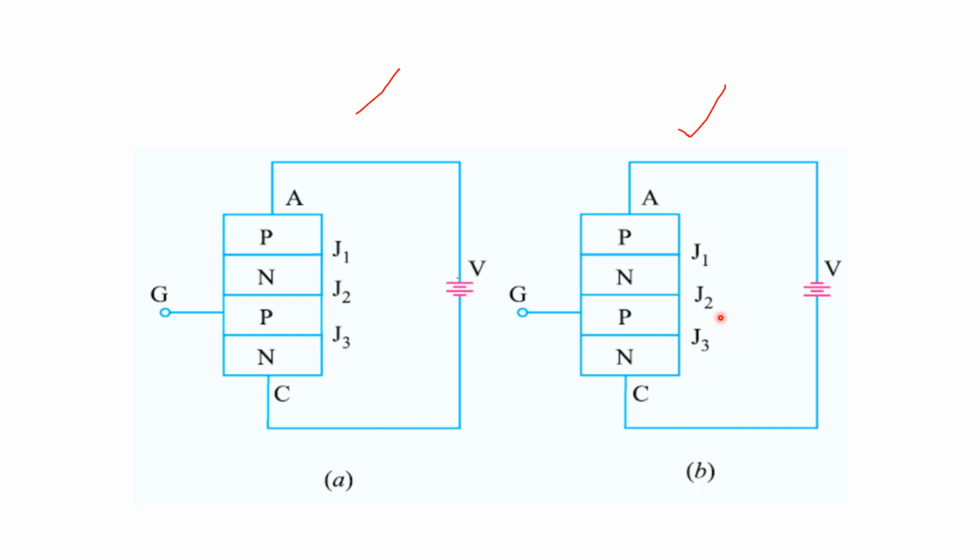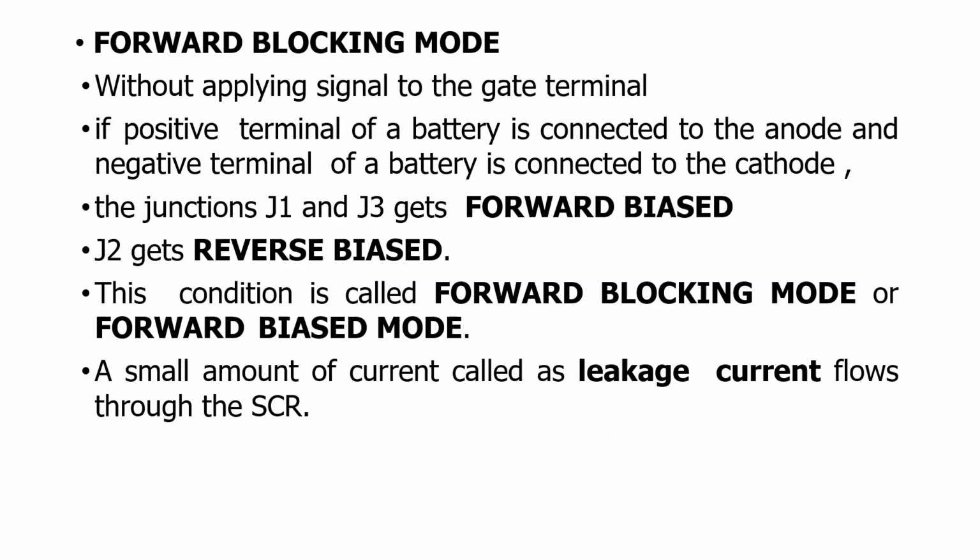Based on these connections, we have different modes of conduction. The first is the forward blocking mode, the first case I described. Without applying the gate signal, only the positive terminal is connected to the anode and the negative to the cathode, so junctions J1 and J3 are forward biased and junction J2 is in the reverse bias condition. This condition is termed the forward blocking mode.